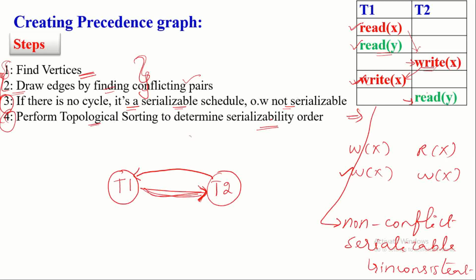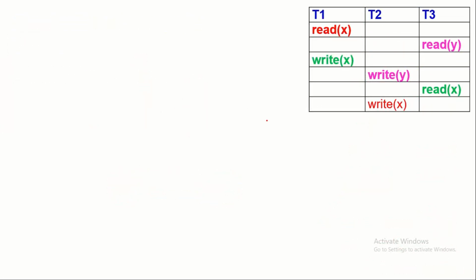Okay, students, let us take one more example. Let us construct a precedence graph for that and determine whether the given schedule is serializable or not. Okay, so this is the given schedule. In the very first step, we have to construct the vertices first, right? So vertices are equivalent to the transactions in the given schedule, right? So accordingly, first draw the vertices. So the number of vertices is 3, and those are T1, T2 and T3.